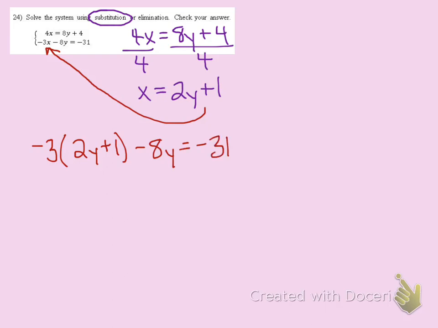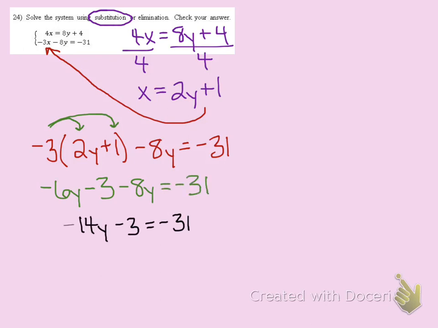Now I can take that and plug it into the other rule where I see an x. So that gives me negative 3 times (2y plus 1) minus 8y is equal to negative 31. Now I have an equation with just one variable, which is y, and I can use that equation to solve for y. I'm going to start by distributing the negative 3 to the parentheses. Then I'm going to combine my like terms, add 3 to both sides, and finally divide both sides by negative 14. That gives me a value of 2 for y. Again, that's only half my solution.